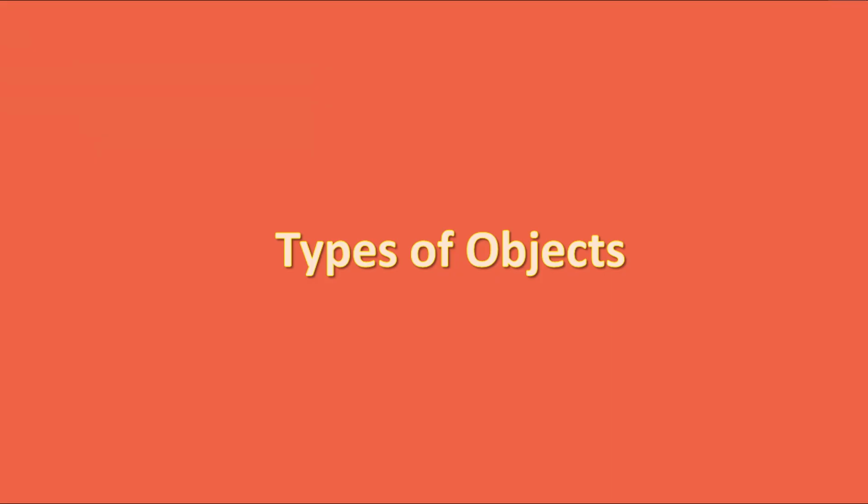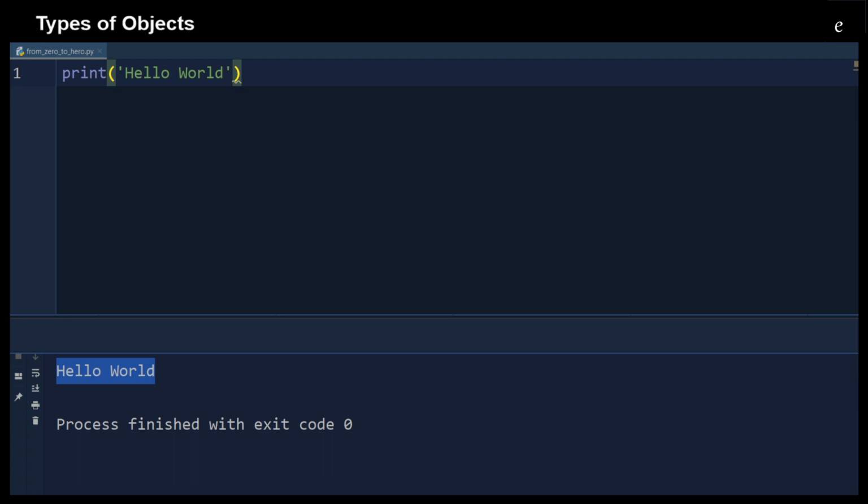The next thing that I want to talk to you guys about is types of objects. Python is an object-oriented language, so there are many types of objects in Python. The most common types are string, integer, float, and boolean. Before we go into the details, let me explain a bit about Python variables. Like other programming languages, variables are like containers for storing data values. However, unlike other programming languages, Python has no command for declaring a variable. A variable is created the moment you first assign a value to it.